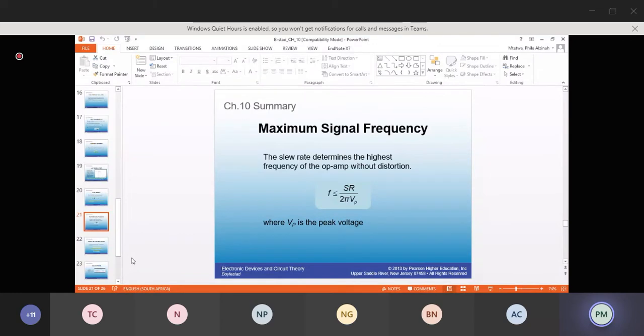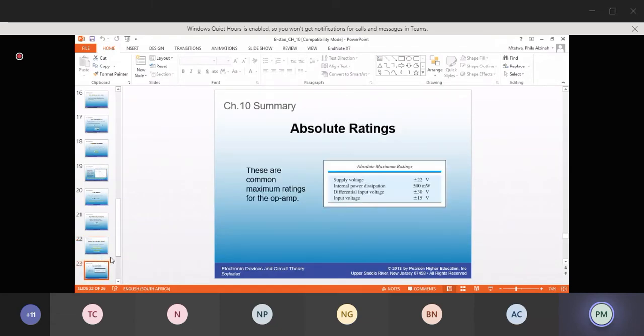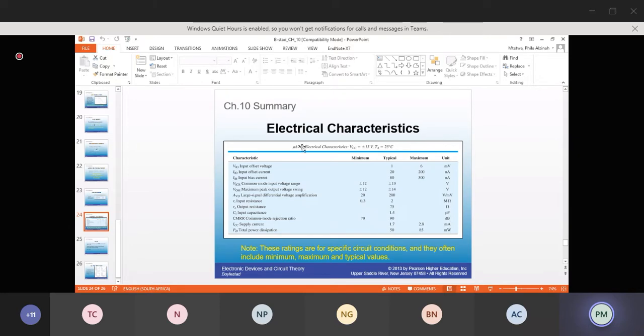Okay, maximum signal frequency. Slew rate determines the highest frequency of the op-amp without distortion. You know what distortion is about now. We covered that in depth in the previous sections. Absolute ratings, you find this in the specification sheets. This is what it would look like, electrical characteristics. It will tell you about its input resistance, all these important parameters, your input offset voltage. It's just good to know what it looks like.